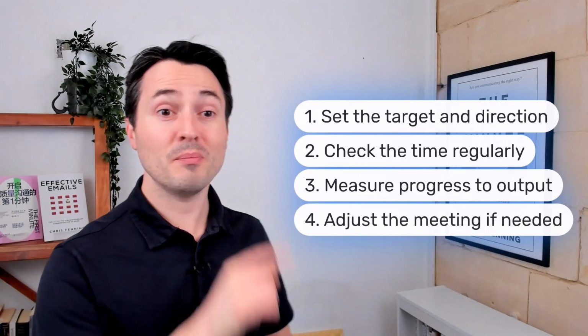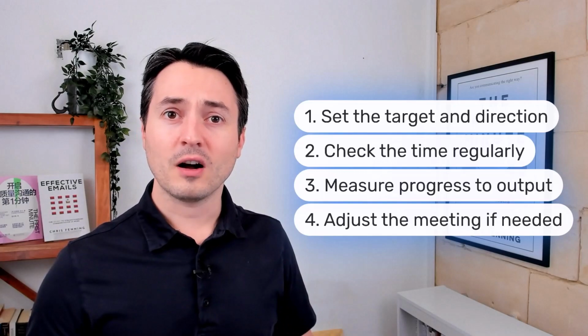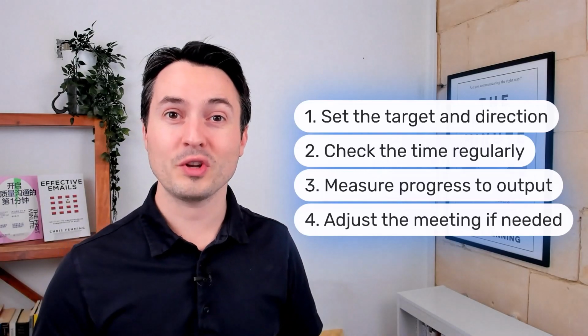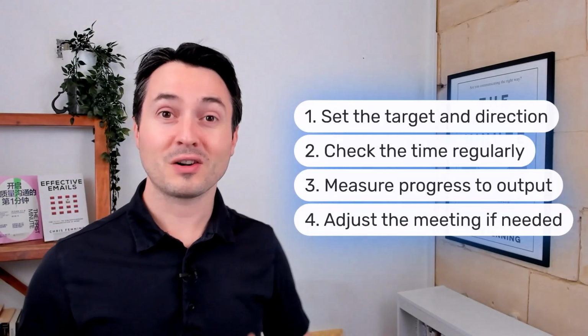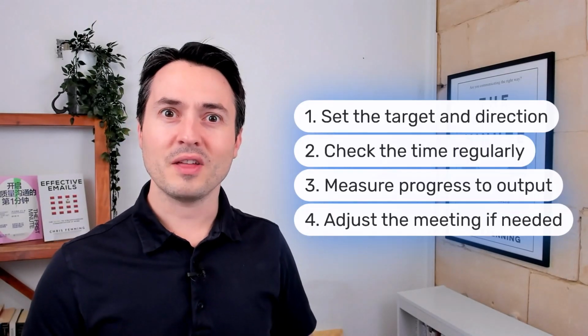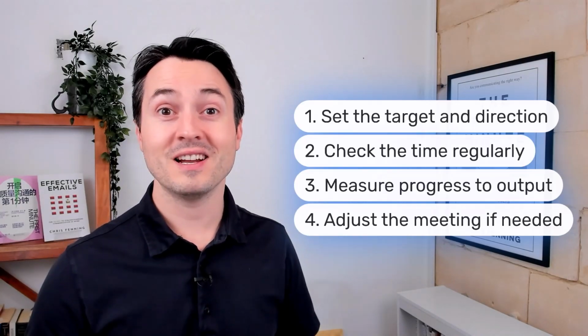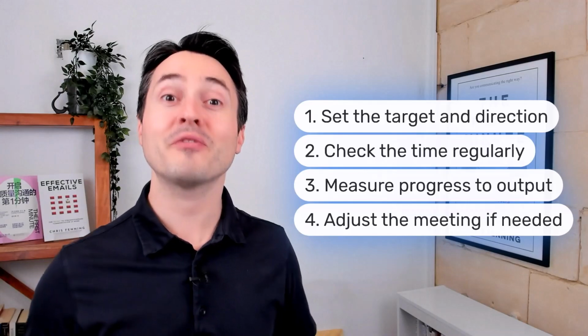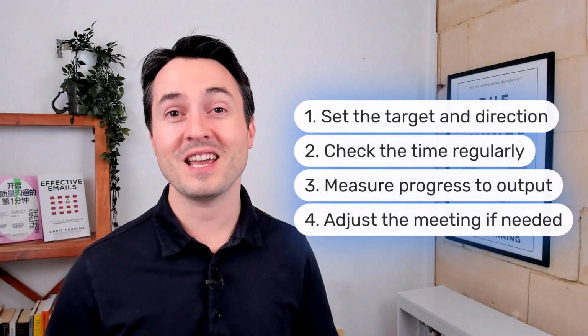And third, measure the progress towards the output. When you're halfway through the meeting, are you halfway towards producing what you need? If you get halfway through the meeting and you're only 10% closer to getting what you need at the end of it, then your progress and your time are mismatched and you're not likely to produce the output come the end. And finally, you can use all that information to adjust the meeting if needed.